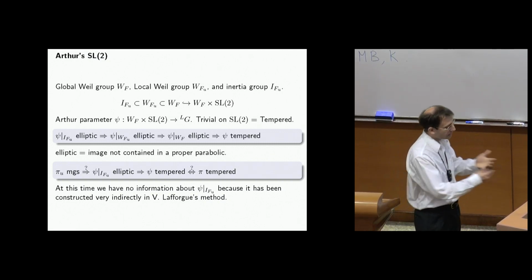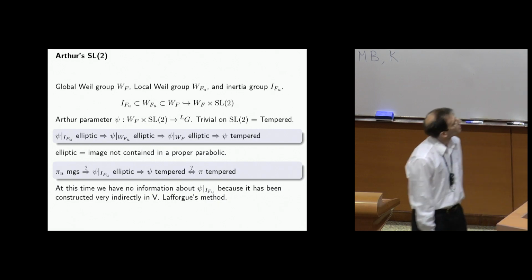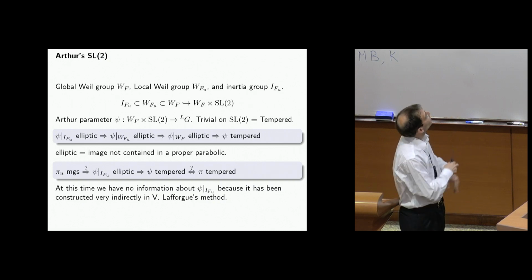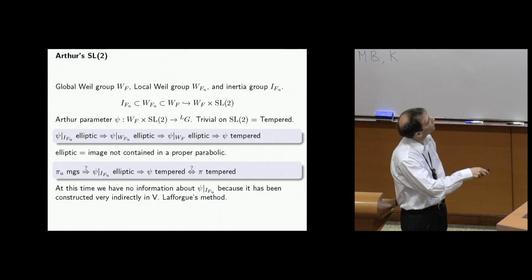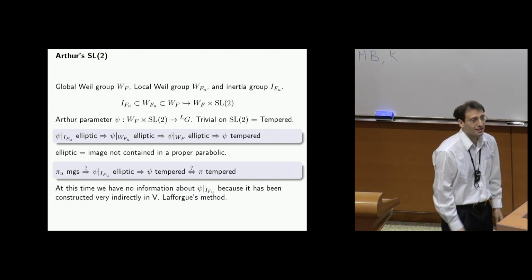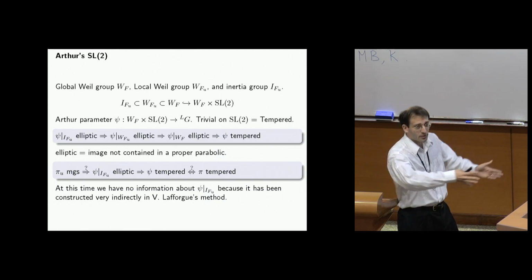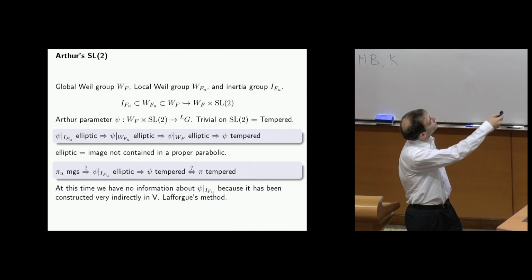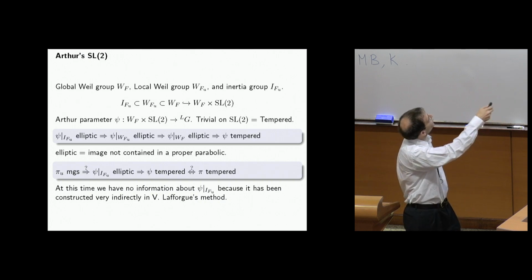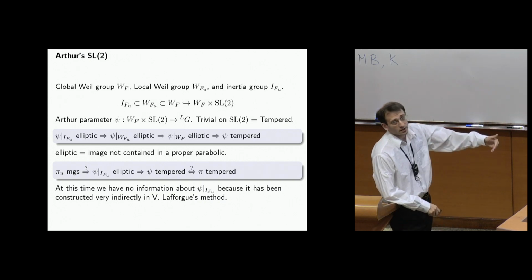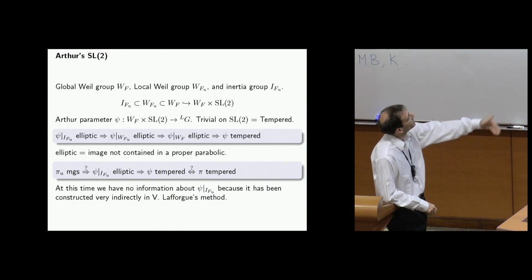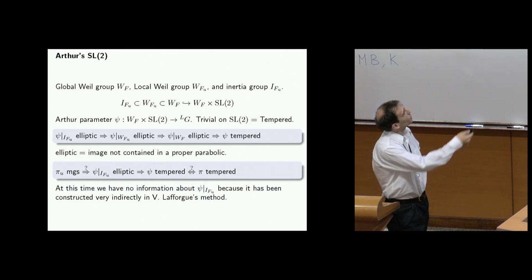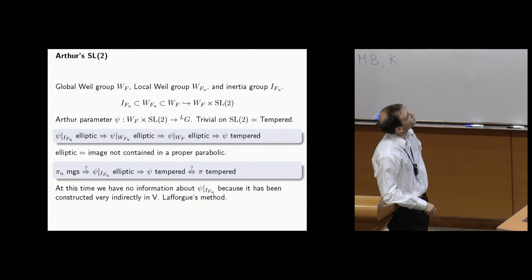Let me remind you briefly of the combinatorics of the Arthur SL2 and why things are expected to work this way. Globally, WF is the global Weil group. Then I have a local Weil group, then the inertia group. So there is a big tower of subgroups, where the biggest is WF times SL2. Then you can restrict. The parameter is elliptic, as we saw in the definition, when the image is not in a proper parabolic. And tempered, in terms of parameters, means there is no SL2.